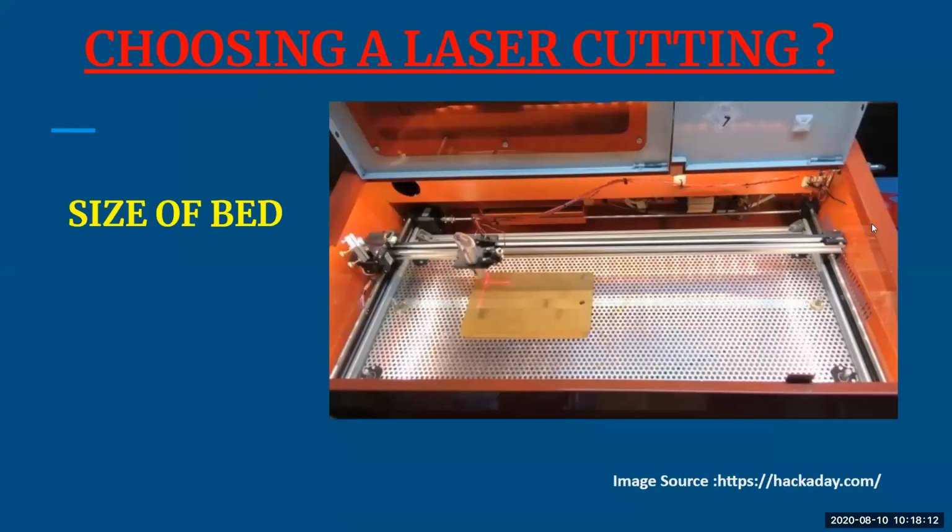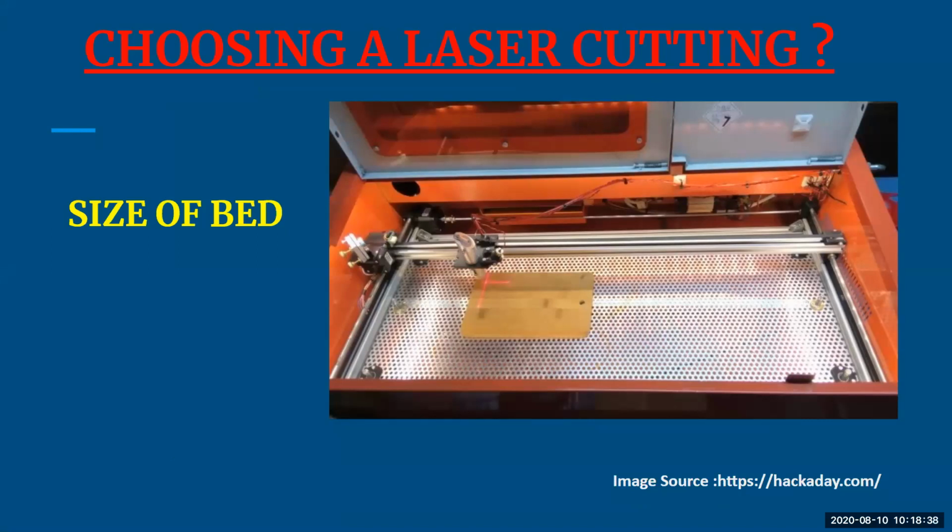Whenever you are selecting a laser cutting machine, you have to take care of two characteristics. The very first is the size of the bed. Size of the bed is very important because whatever you're going to cut, any type of material, or you can say a sheet of the material, you're going to place this sheet into the bed, and then the laser beam will be over it and the material will be cut. So the size of the bed is very important.